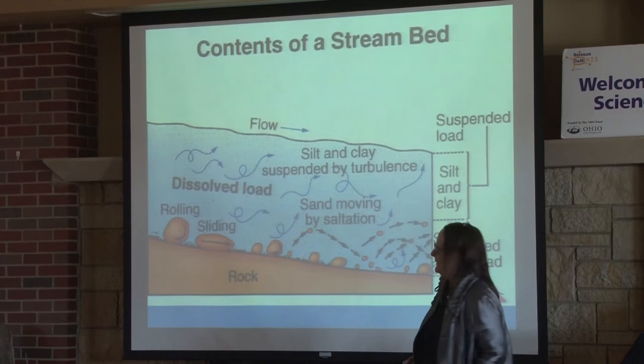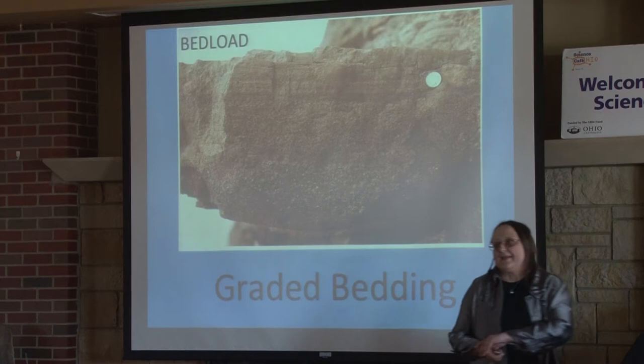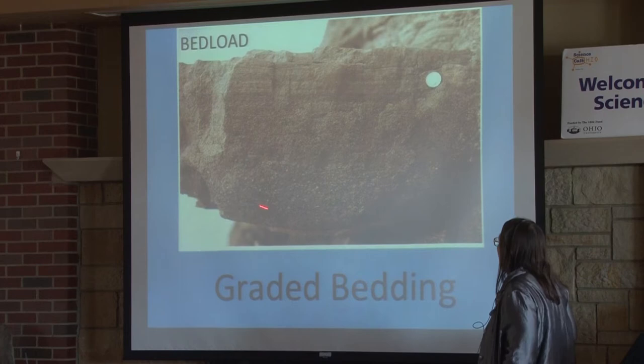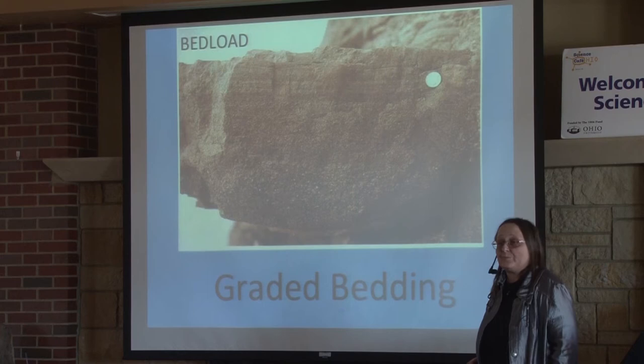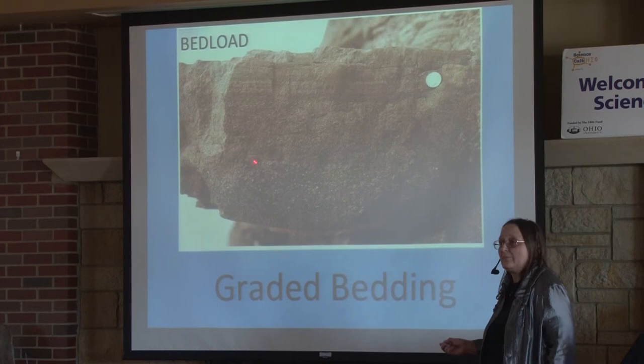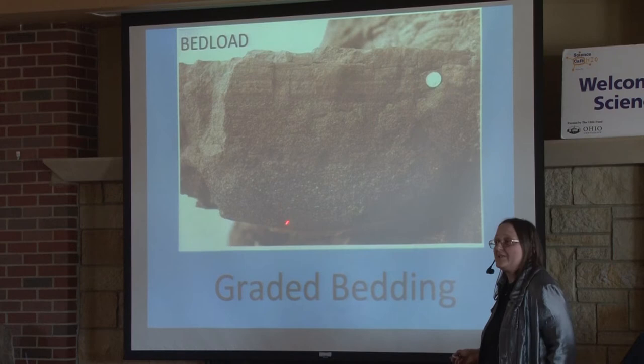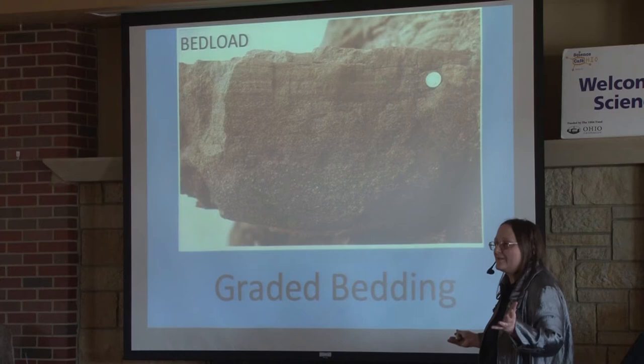So let's go to graded bedding. What is that? Well, here is an example where you have coarse sand, and it fines upward to fine sand. What does that mean? That means that the current was very strong, and then it slowed down slowly. So first, the heaviest stuff, the larger grains, were deposited first, and then as you go along, finer and finer grains until it stops, okay? So you have graded bedding, and this is the bed load.